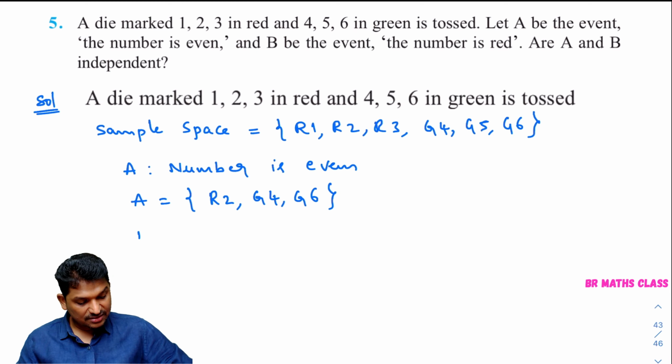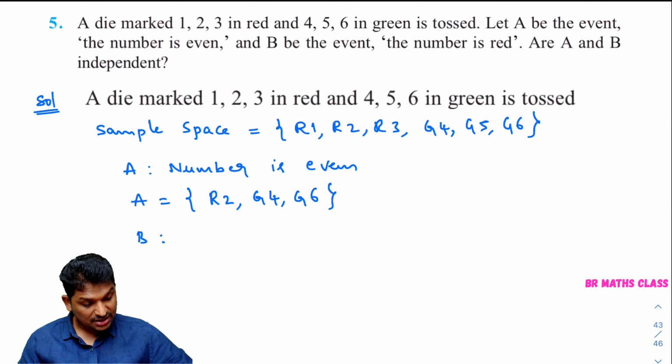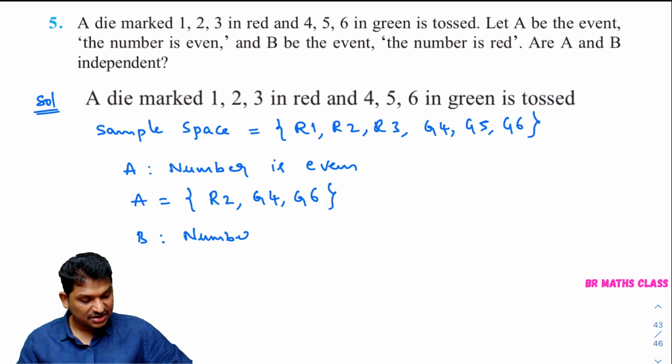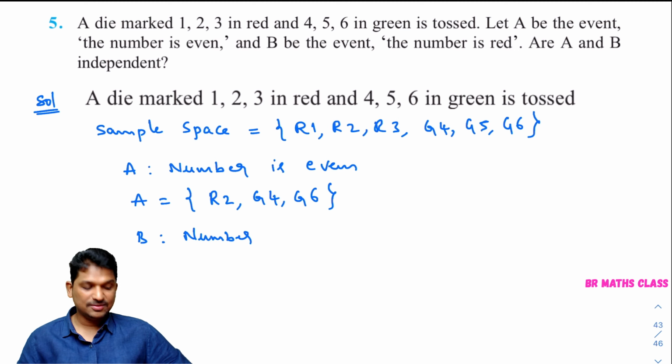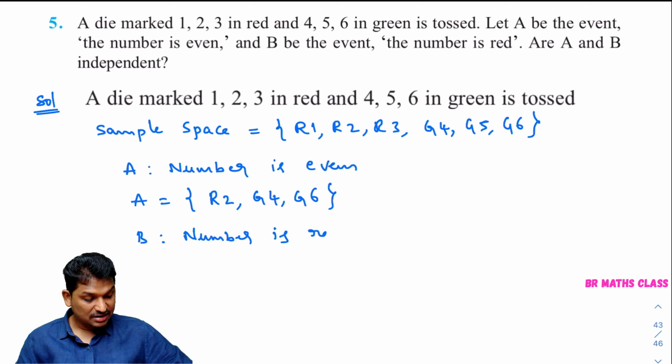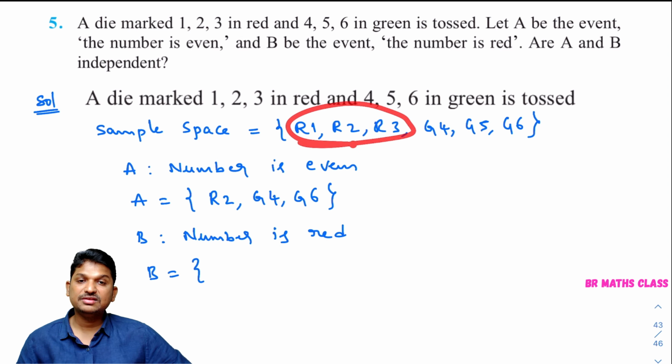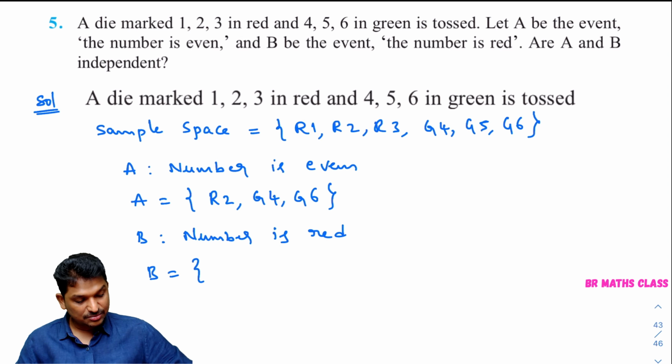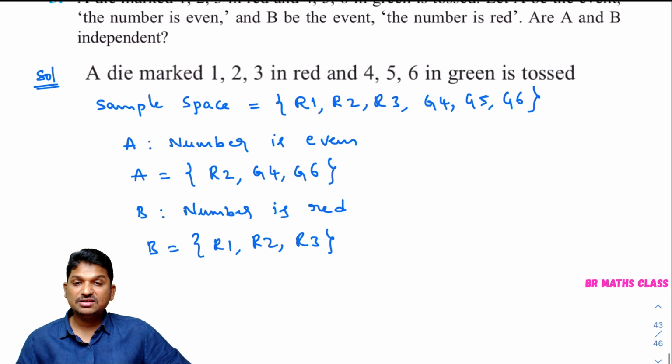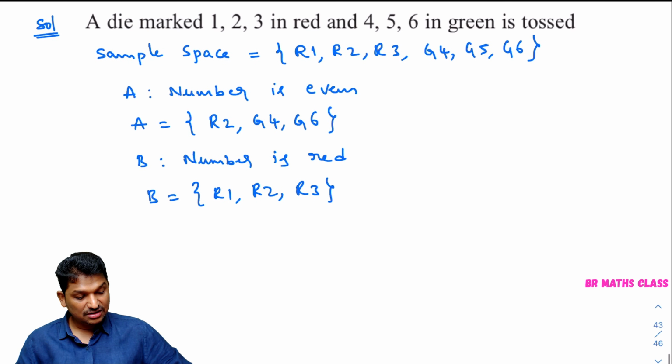What is B? In the question, B is the event that the number is red. Number is red means the number is in red color. So what is event B? We will write only the red color numbers: red 1, red 2, red 3 will come in B. Now A intersection B, because that is needed. I'll also write A intersection B. What is A intersection B? Identify the common elements in A, B.